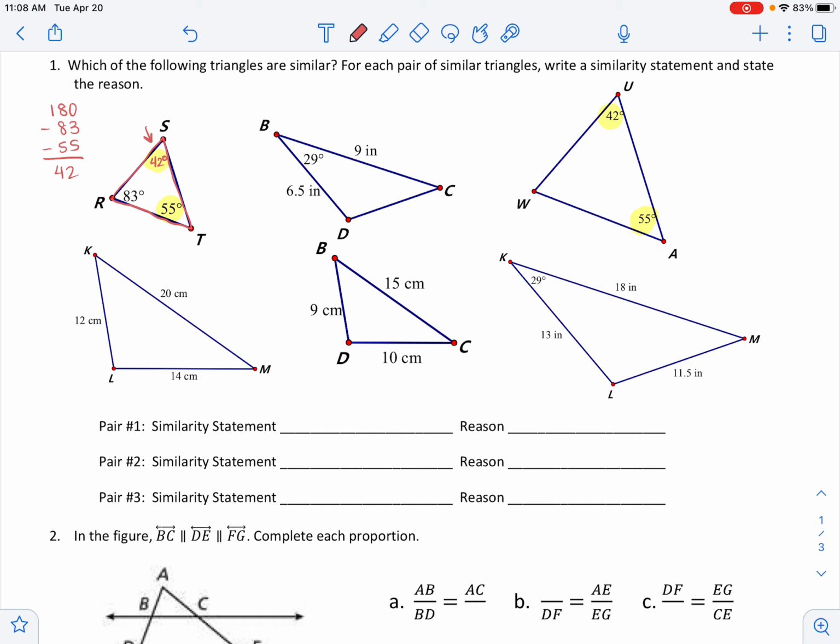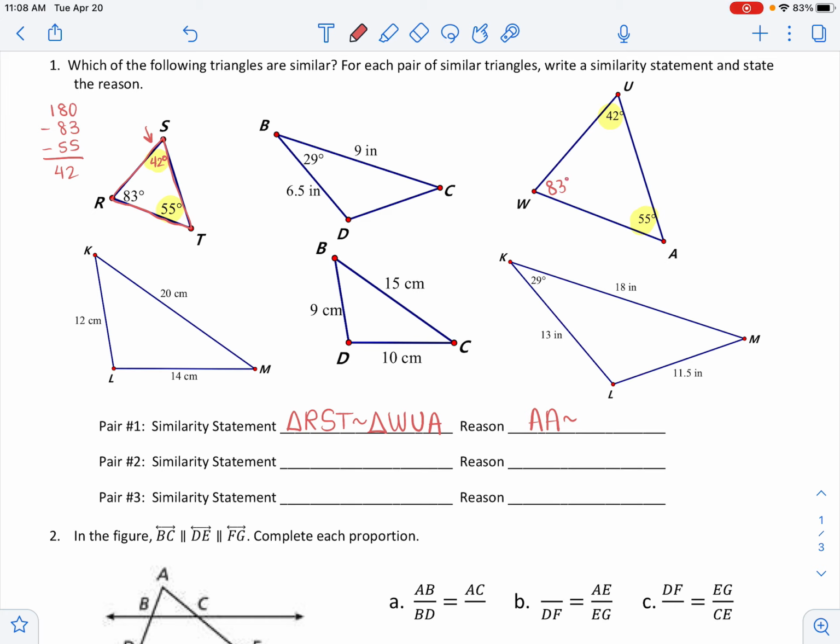So I'm going to do pair number 1, triangle RST is similar to triangle WUA, because R and W are the 2 that we did not pair up, but they would, so they go together. S would go with U because they're both 42, and T and A because they're both 55. And the reason is angle-angle similarity. Now, if you had done the triangle sum theorem for triangle WUA, you would have found that W was 83 degrees. So we really know that all 3 angles are the same.